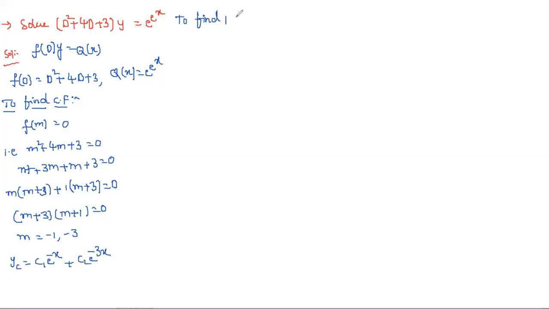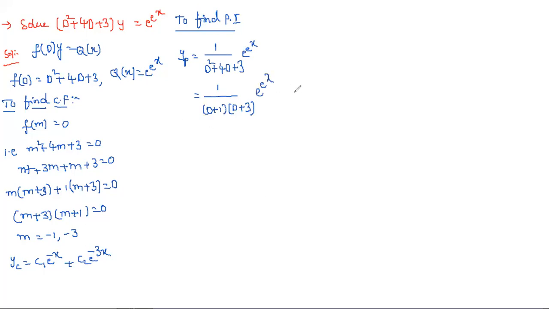Next, to find the particular integral, yp = 1/f(D) Q(x). That is 1/(D² + 4D + 3) into e^x, since Q(x) here is e^x. So this equals 1/(D² + 4D + 3) e^x. How can we write this one? 1/((D + 1)(D + 3)) e^x.